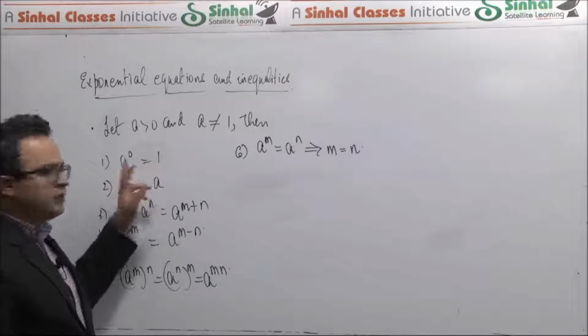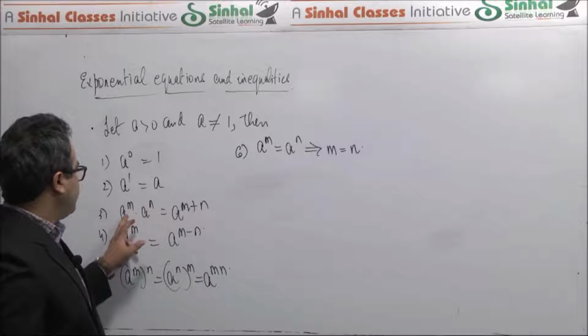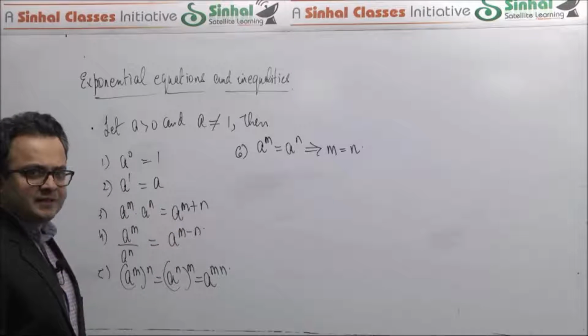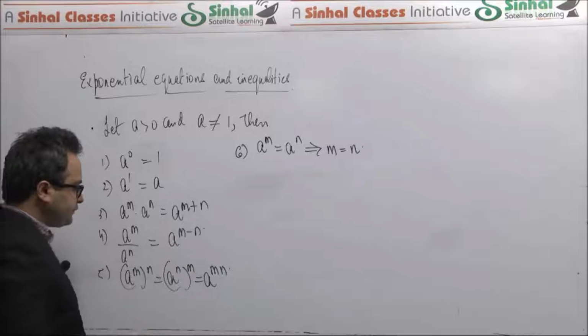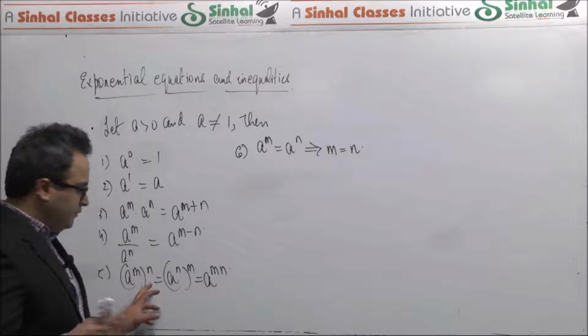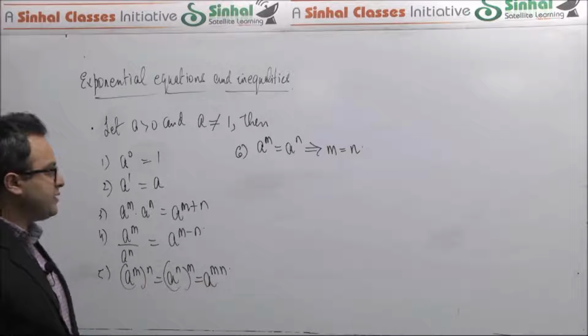So a raised to 0 will be 1, a raised to 1 will be a. a raised to m into a raised to n will always be the same as a raised to m plus n. a raised to m by a raised to n will be a raised to m minus n. a raised to m whole raised to n is the same as a raised to n whole raised to m, which is the same as a raised to mn, and that is also fine.